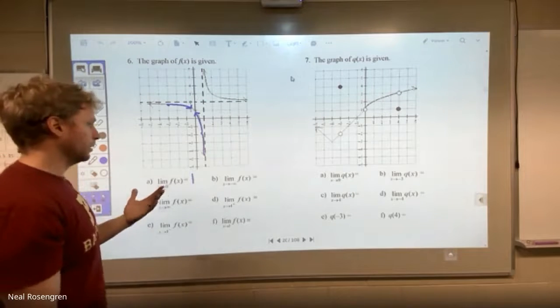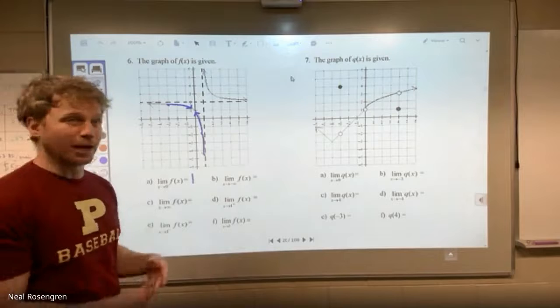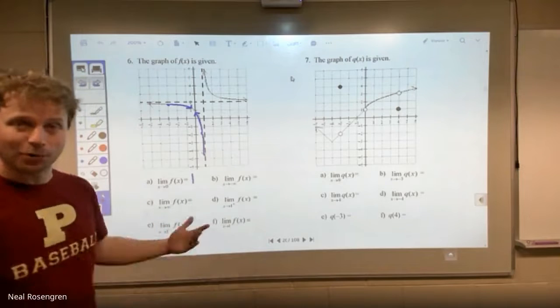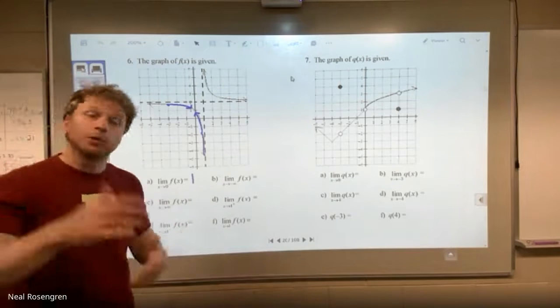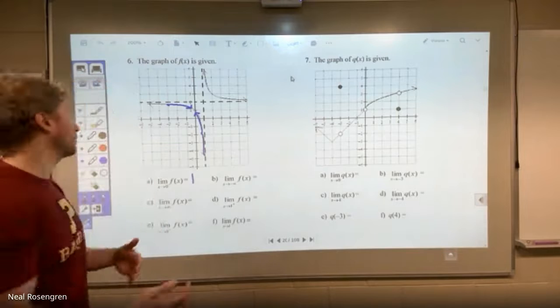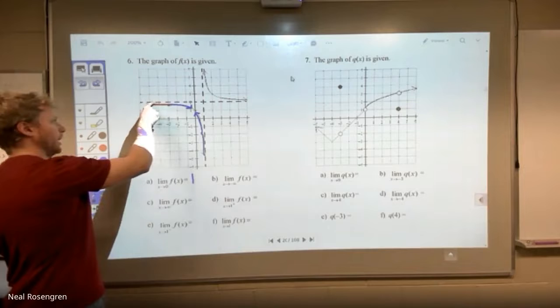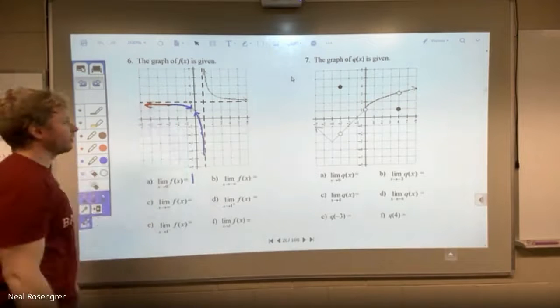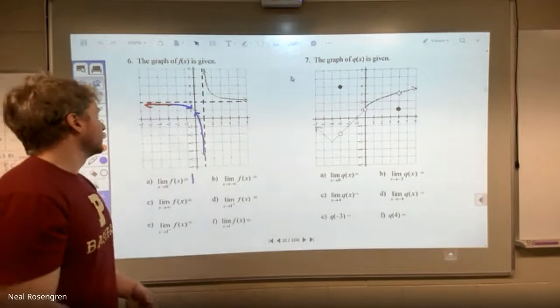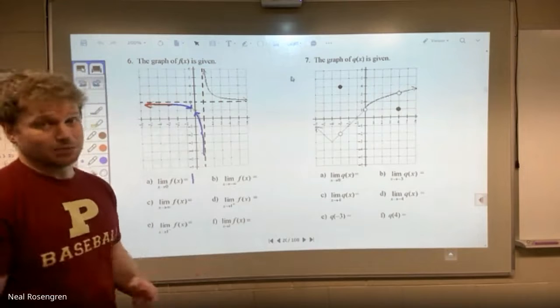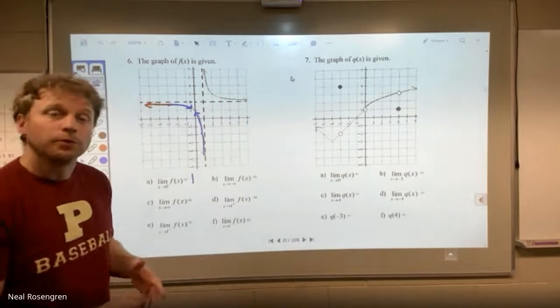Part B, as x goes towards negative infinity. Okay, well, I can't go that far, but I can go to the edge of the graph and see what's happening on the left. So I'm going to approach negative infinity from this side, of course. That's the edge of my graph right there, and they drew a horizontal asymptote. That's my clue that that's where I'm headed.